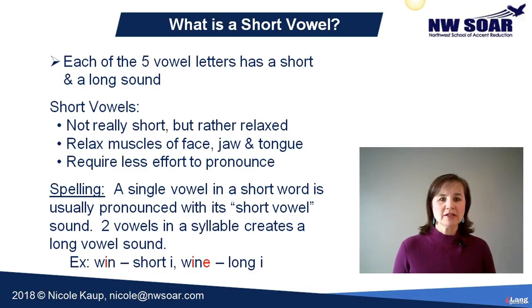Take the word win, W-I-N. You see one vowel letter, the I. That is pronounced with the short vowel sound I, win. You can take a very similar word and add an E to the end of it. So now it has 2 vowels, an I and an E, and it's only one syllable. So now we're going to pronounce that I with its long vowel sound, which is I. The pronunciation is wine. So notice the difference, win and wine. That's a short I and a long I.